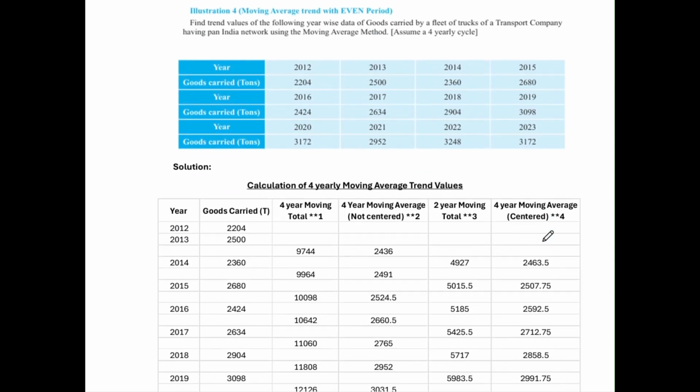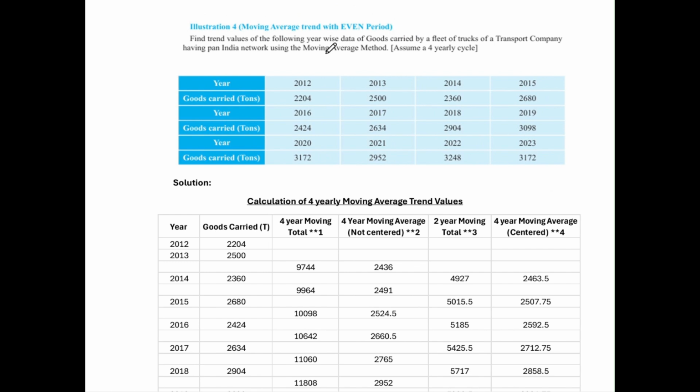Next, coming to the next question. The next question is based on moving average trend with an even period. Let's start. Find trend values of the following year-wise data of goods carried by a fleet of trucks of a transport company having a pan-India network, using the moving average method. Assume a 4-year cycle. In the question, year-wise data are given from 2012 to 2023 and the respective goods carried are given in metric tons.